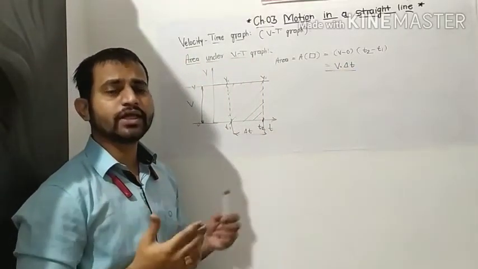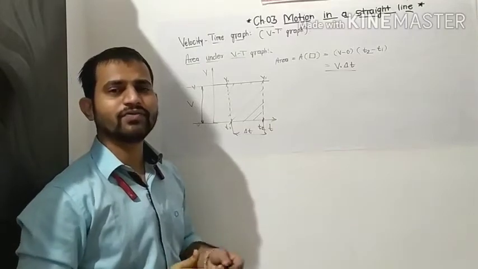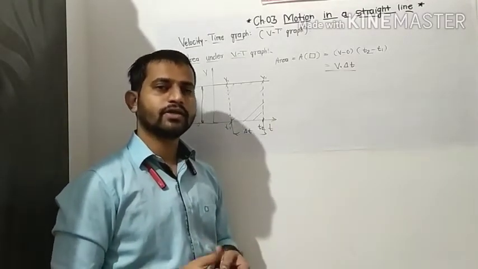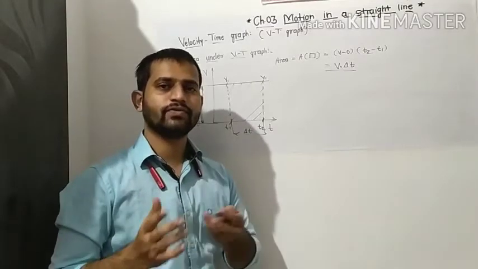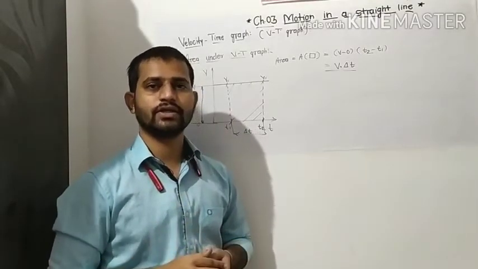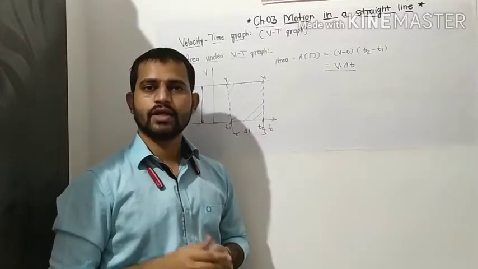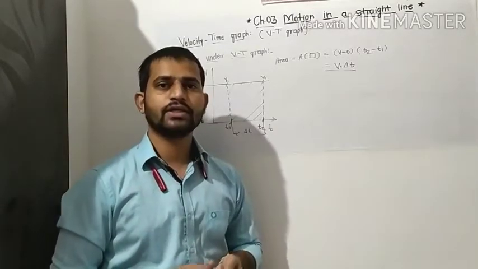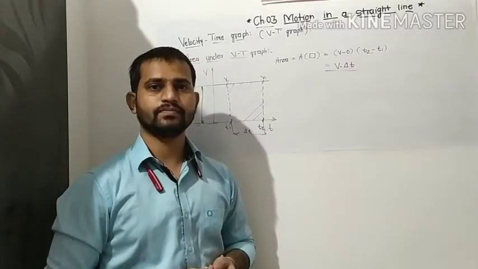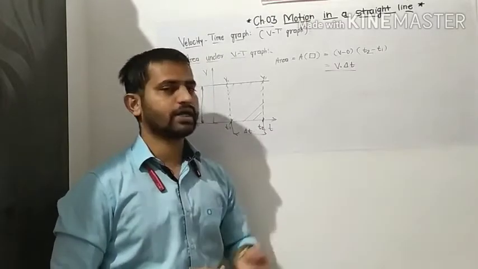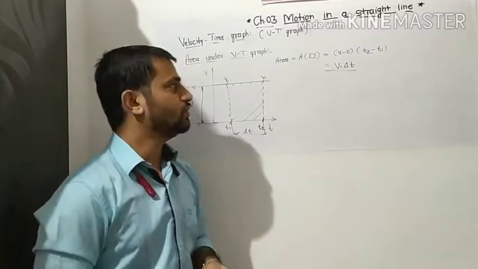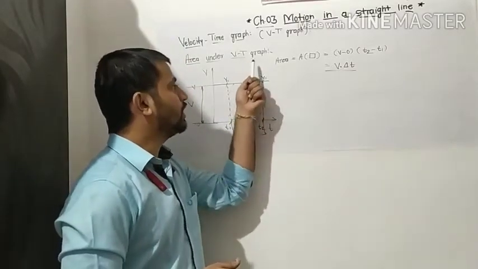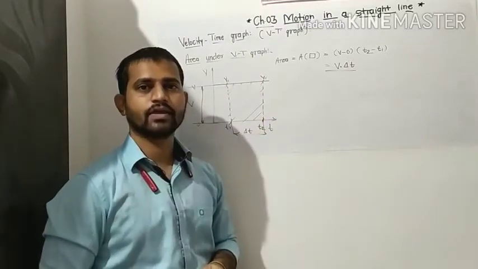So if we think more about it, what is v into delta t? Think about the previous lectures. It is nothing but the displacement. So v into delta t will give us the displacement. If we look at this, the area under the VT curve will give us the displacement.